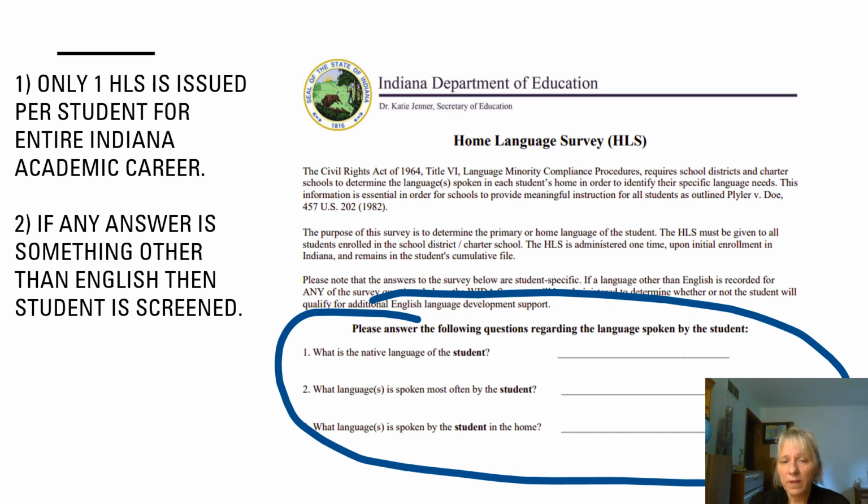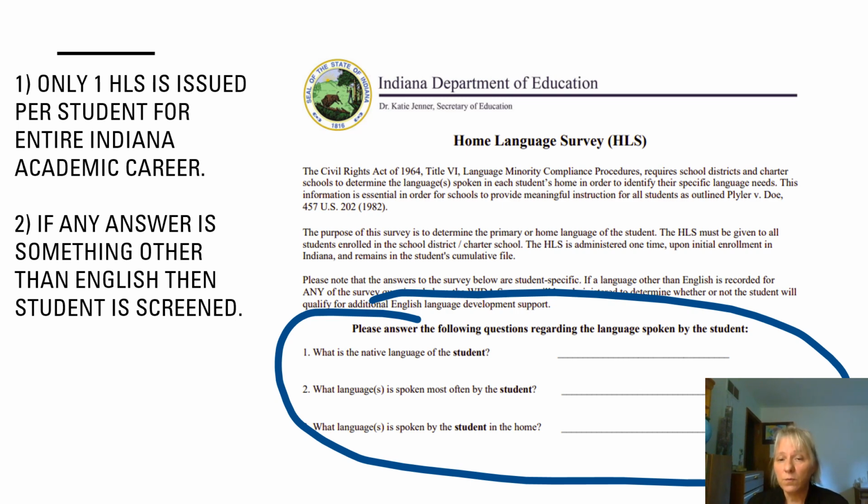What happens with this home language survey is, once a student fills this out in the state of Indiana, this home language survey follows them from school to school to school. So if they transfer from our school corporation to, say, EVSC, this goes with them. EVSC could not give them a new one. The same thing goes if the student comes to us from EVSC. This form comes with them. We cannot give them a new one.